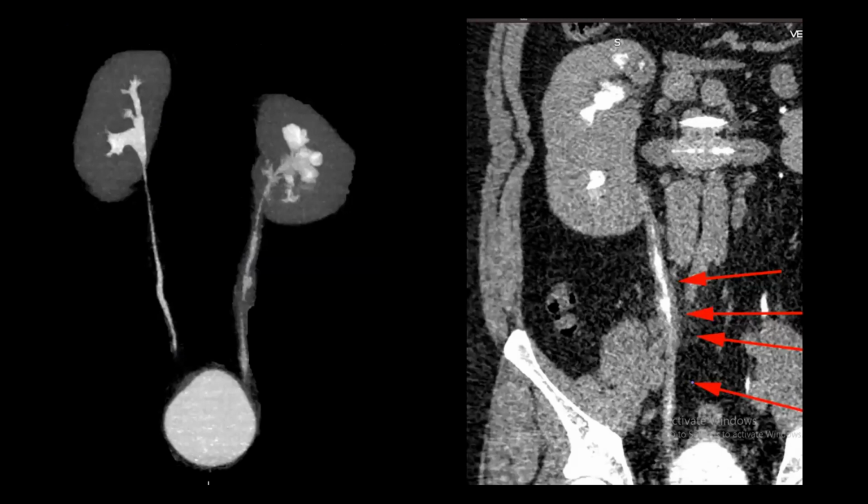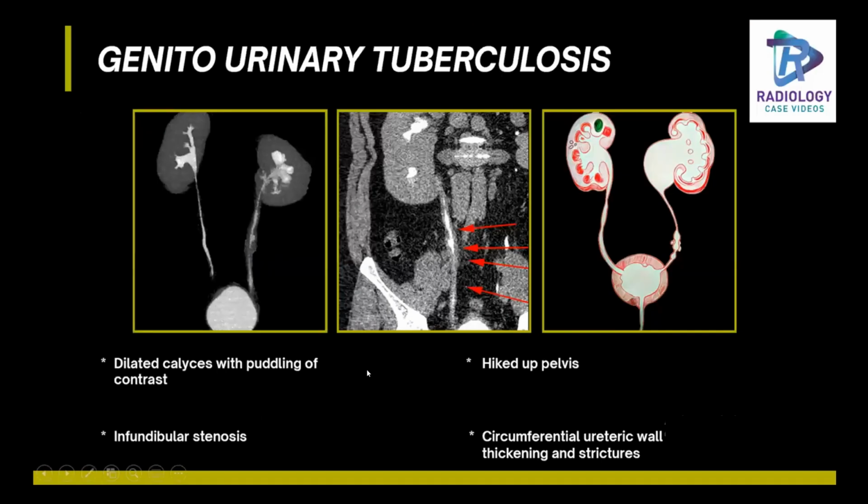So this is the next case showing reconstructed CT imaging of KUB. So what we see here are findings of dilated calyces with puddling of contrast, infundibular stenosis, and asymmetric ureteric wall thickening with multiple strictures. So these are our findings.